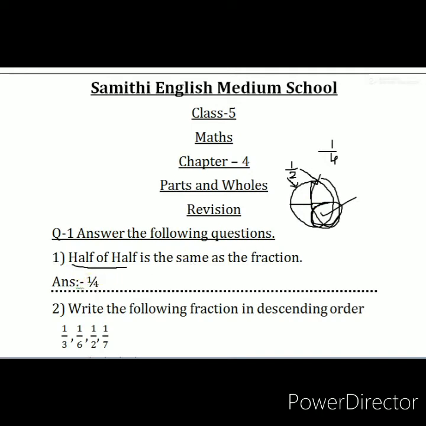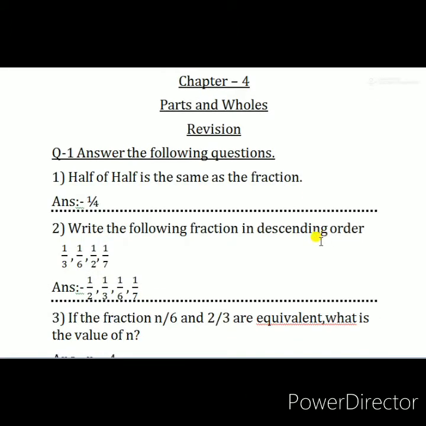Now move to the second question. Write the following fractions in descending order. Descending means from bigger to smaller number, bigger to smaller fraction. Here the fractions are 1 upon 3, 1 upon 6, 1 upon 2 and 1 upon 7. Here all the numerators are 1 and the denominators are different.